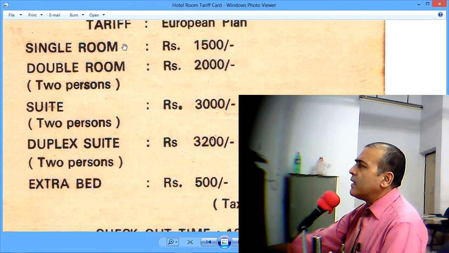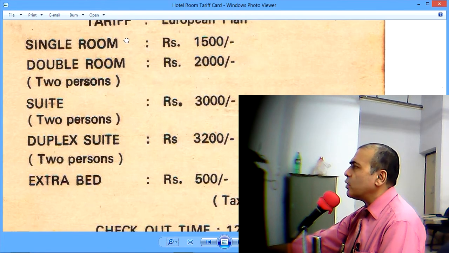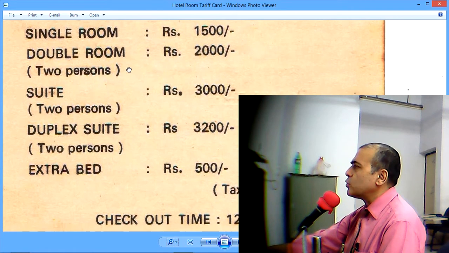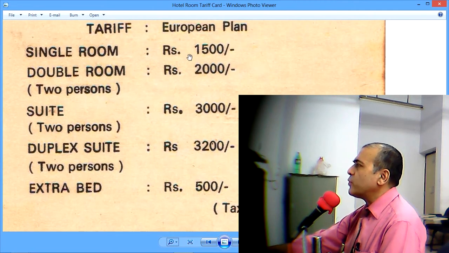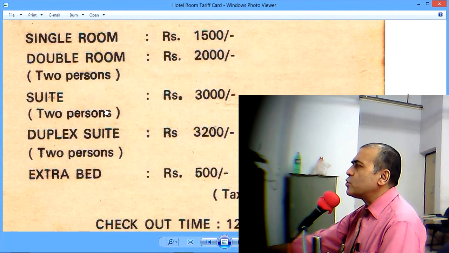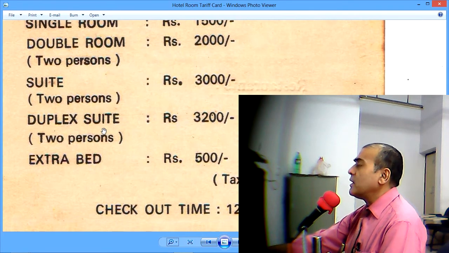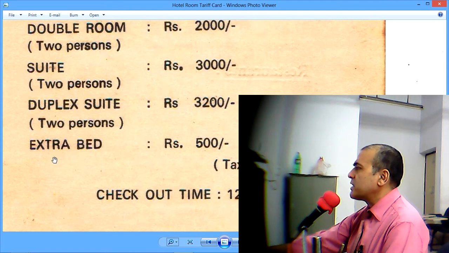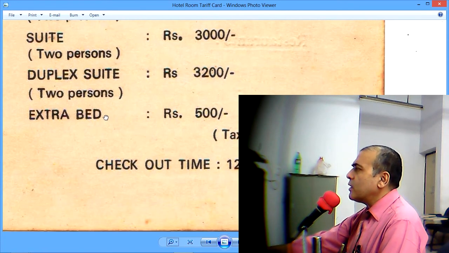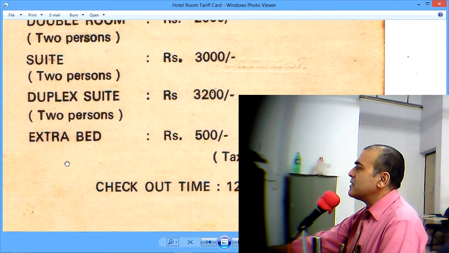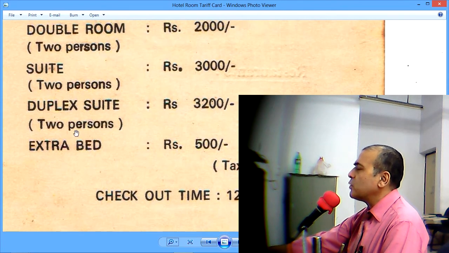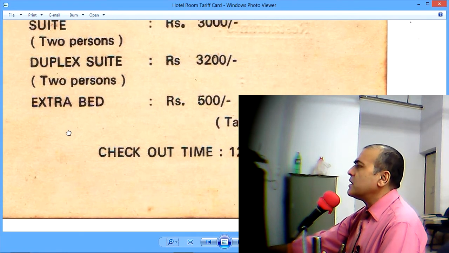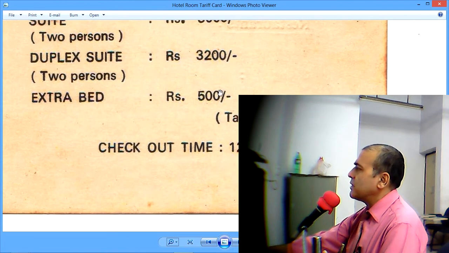These are room types, and if you are confused about these room types, there's a video on my channel, types of room. Please go through it. If you notice, single room is for one person, and double, suite, and duplex is for two persons. And if there are more than two persons in any of these rooms, then the hotel will charge for that extra person in the form of extra bed. Whether you ask for the bed or not, that is another issue. But if somebody is staying more than this permitted capacity of the hotel room, then the traveler has to pay for that extra person. Here the tariff is rupees 500 extra.